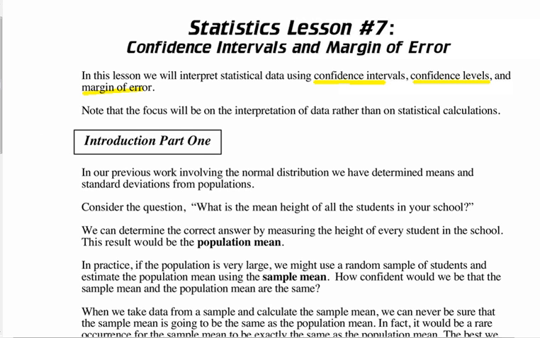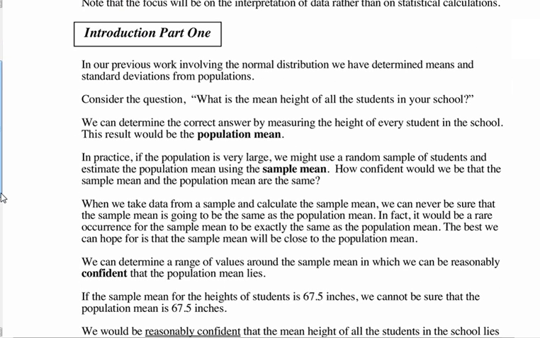So in our previous work involving the normal distribution, we have determined means and standard deviations from populations. Consider the question, what is the mean height of all the students in your school? We can determine the correct answer by measuring the height of every single student in the school. The result would be the population mean. In practice, the population is very large, and so if I need to get the average height of, say, the whole world, or maybe the whole school, we want to take a sample mean.